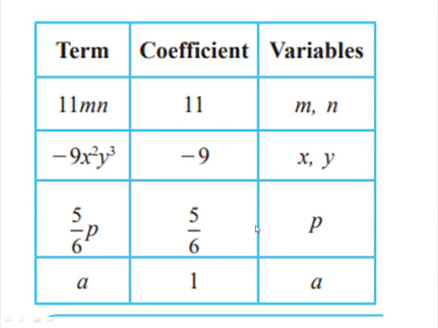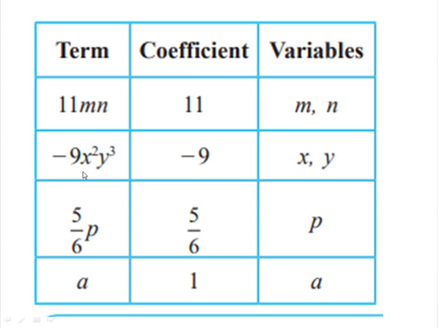Now, if you look at the table here, in the first column, term is given. In the second column, coefficient is written. And in the third column, variables are written. Now, the first term is 11mn. Here the coefficient is 11, whereas the variables are m and n.